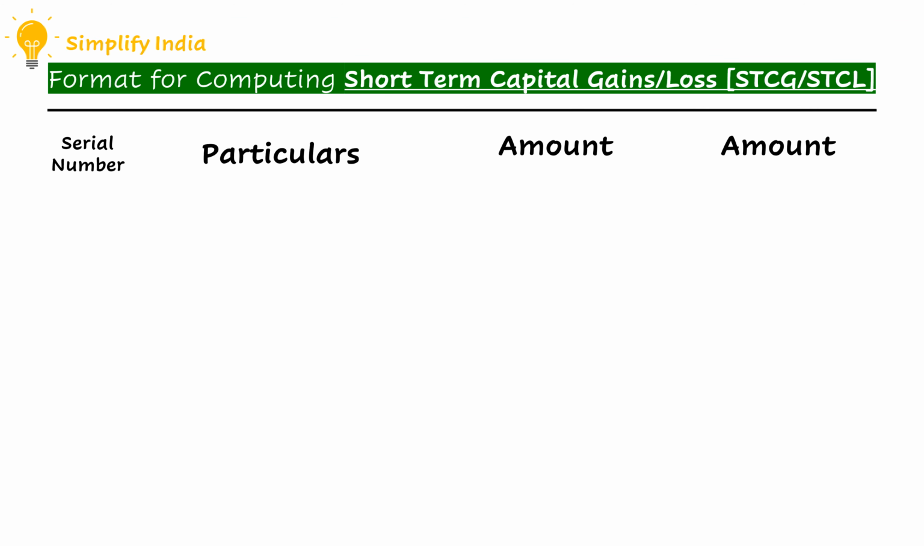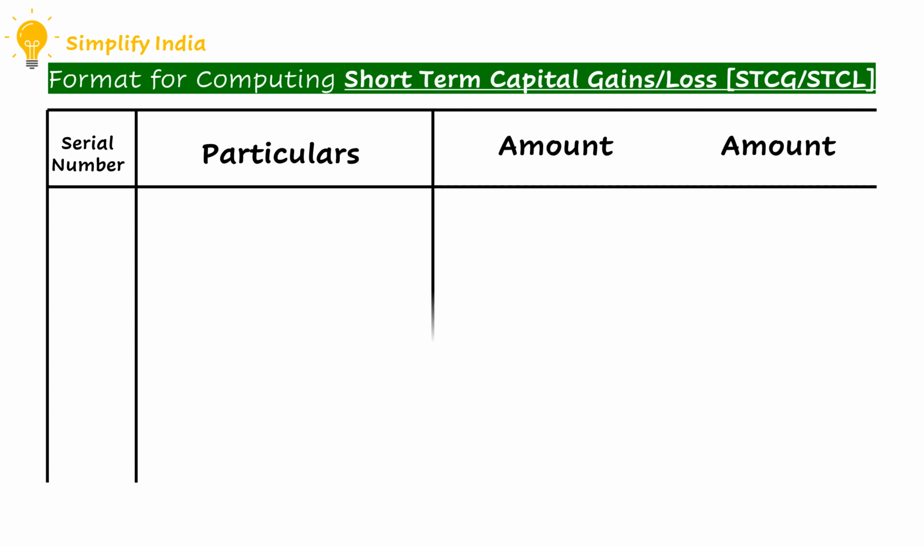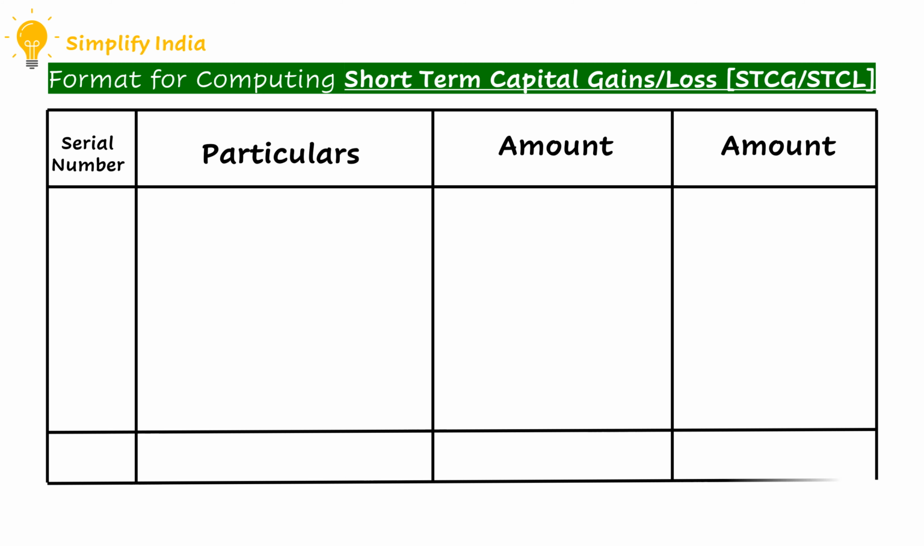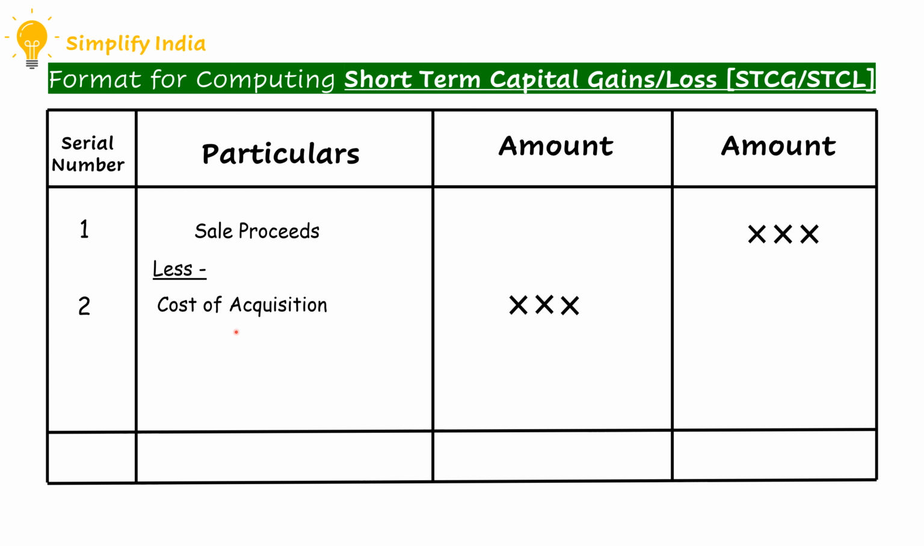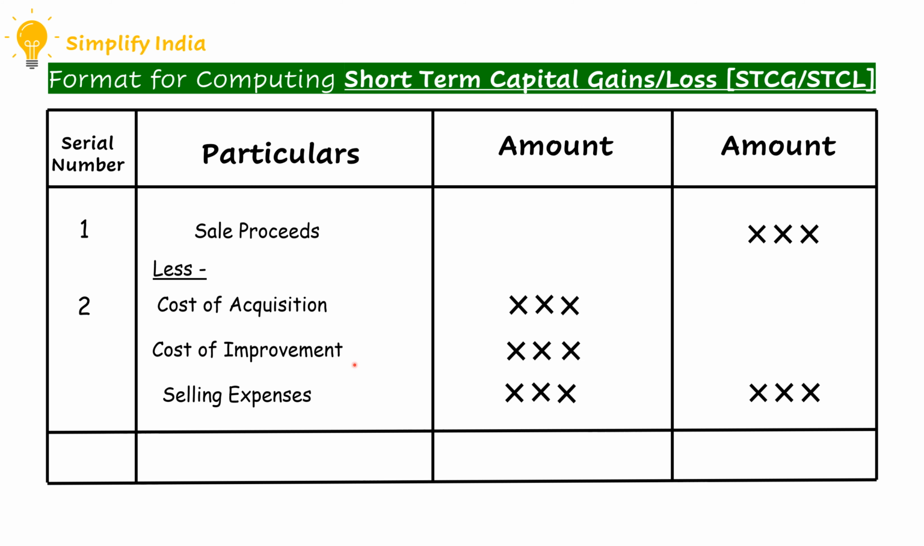Let us start with today's topic. First, we are going to learn the format for computation of short-term capital gain or short-term capital loss. In the format, first we have to consider sales proceeds. From the sales proceeds, we have to deduct cost of acquisition, cost of improvement and the selling expenses. When we deduct all these three items from the sales proceeds, we arrive at short-term capital gain or short-term capital loss.